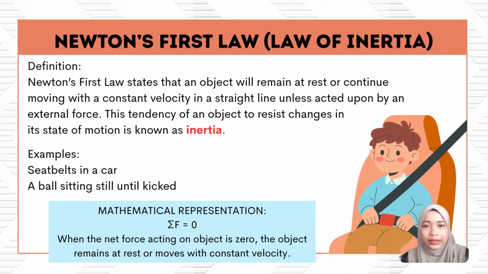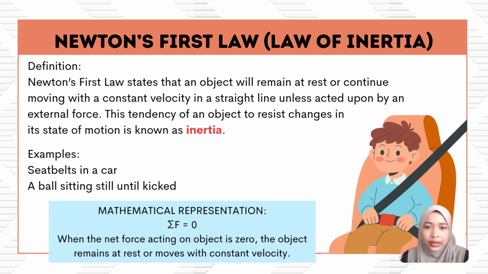For Newton's first law, there is the law of inertia. The definition: Newton's first law states that an object will remain at rest or continue moving with a constant velocity in a straight line unless acted upon by an external force. This tendency of an object to resist change in its state of motion is known as inertia. For example, sitting back in a car, or a ball sitting still until kicked.